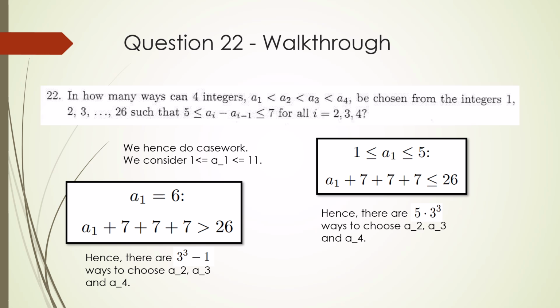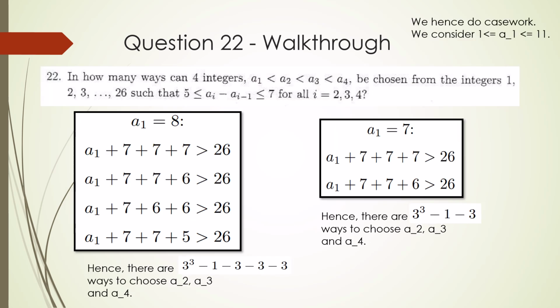And that case which isn't allowed is when all the differences are 7. Because notice, 6 plus 7 is 13, that's A2. 13 plus 7 is 20, that's A3. But then if you try adding another 7, you're going to get 27. That's outside our set, so it isn't allowed. So one possible set of differences is not allowed. So we're subtracting one possible case for this.